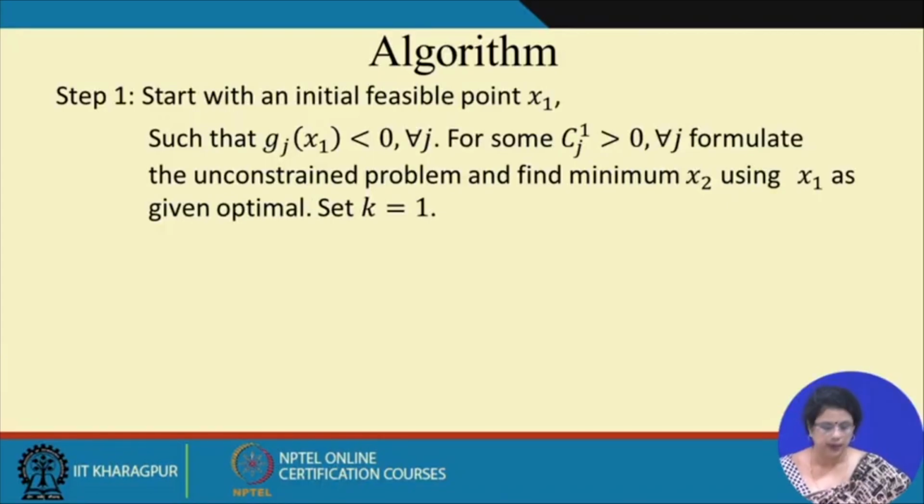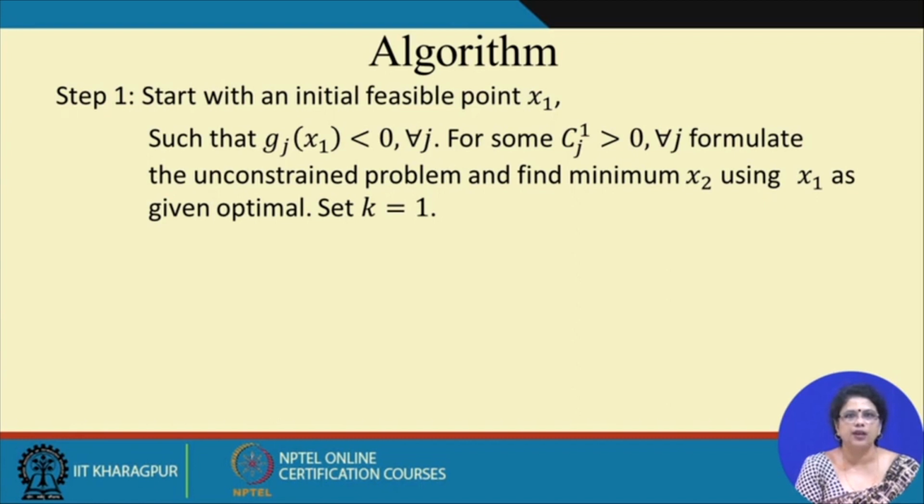Now, if I say what is the algorithm for solving with the interior penalty function method, first of all we have to select a value for c_1 for k is equal to 1. The consideration of c_1 depends on the feasible point, that is why we will consider a feasible point within the space. Now, let us start with the initial feasible point x_1 such that g_j(x_1) is less than 0.